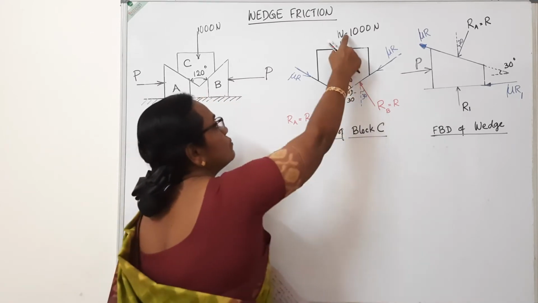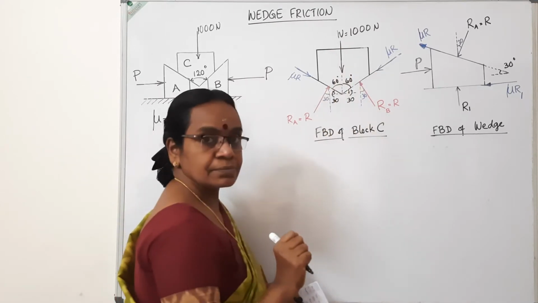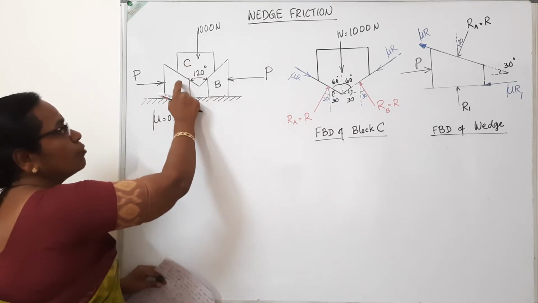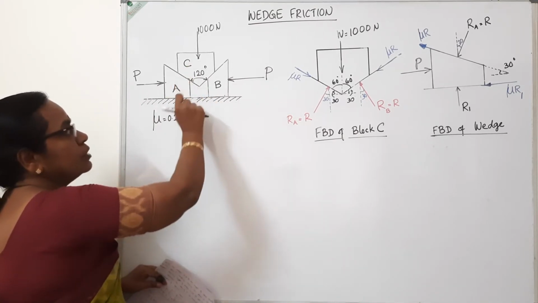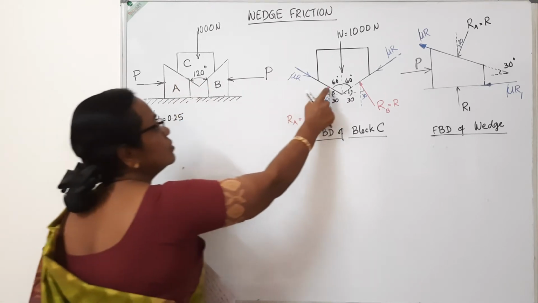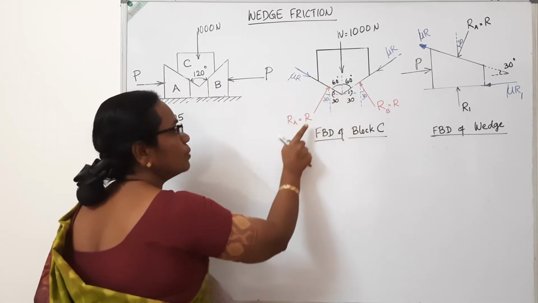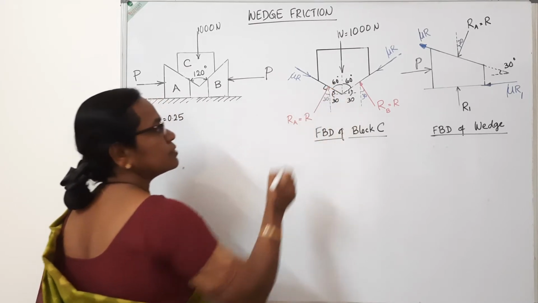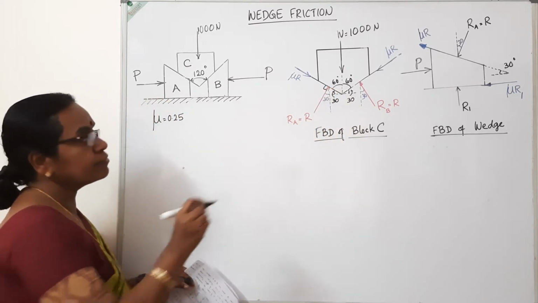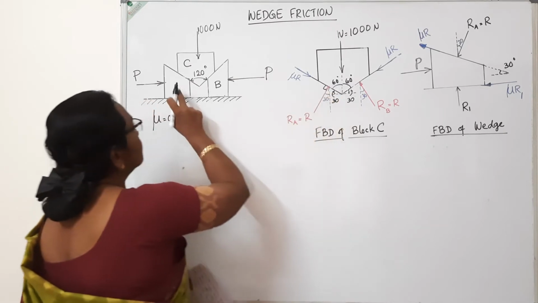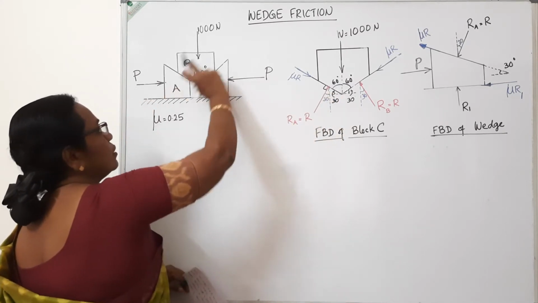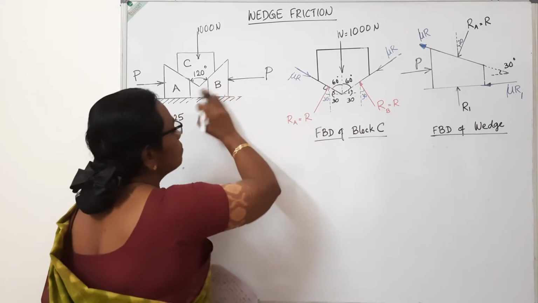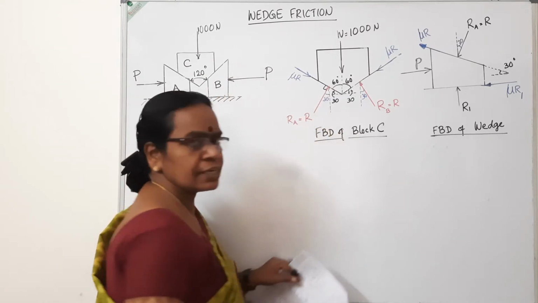Now, we have marked the first force, 1000 Newton. Then the normal reaction. There is contact between C and the wedge at this point, so at this inclined surface there will be a normal reaction. The normal reaction means it will be perpendicular to the surface. Perpendicular to the inclined surface, there will be reaction R from A to C. The reaction from A to C, I have marked RA. Since both are symmetrical, RA can be designated as R.